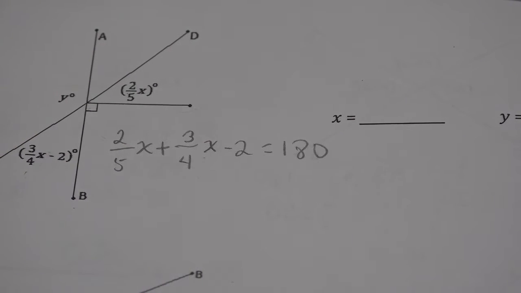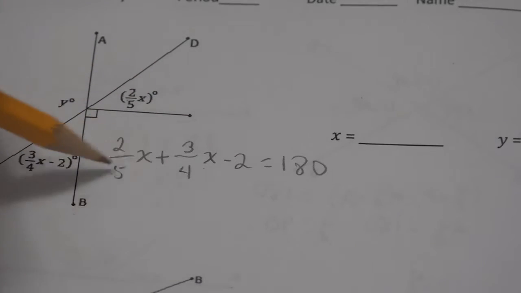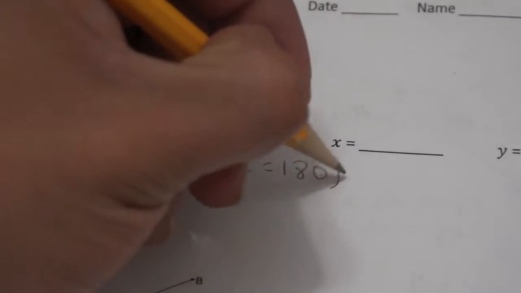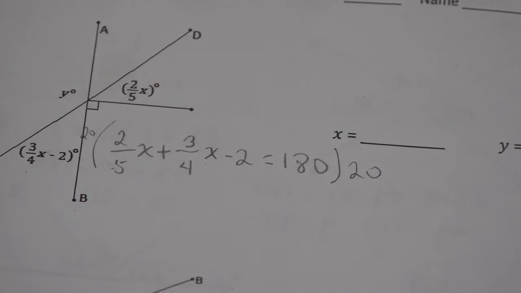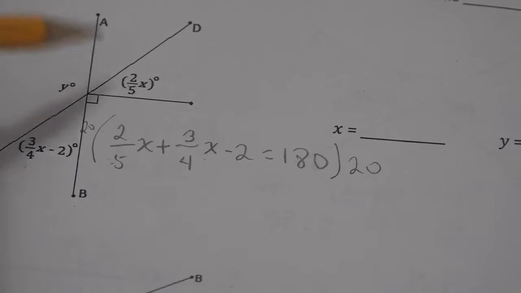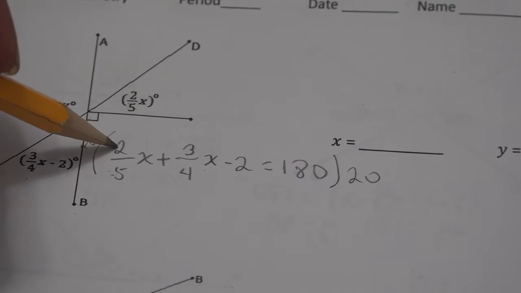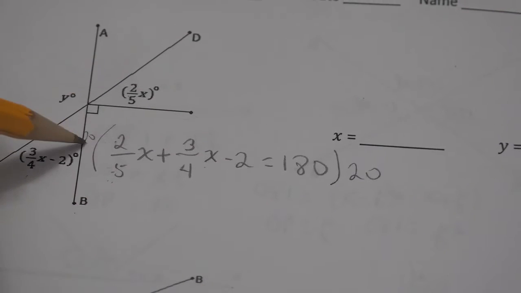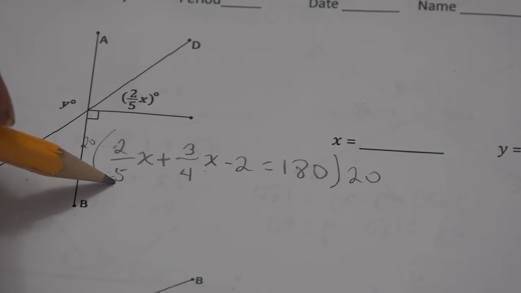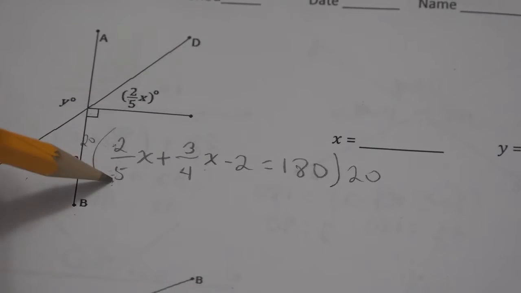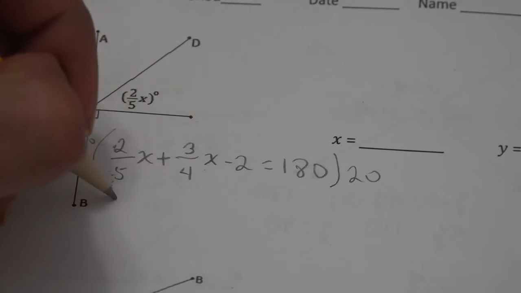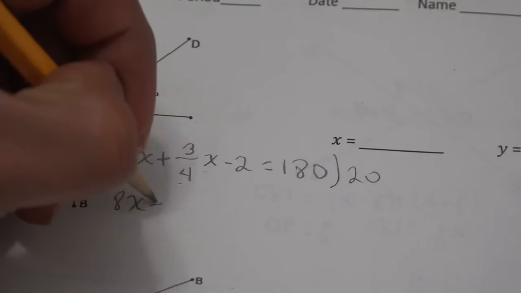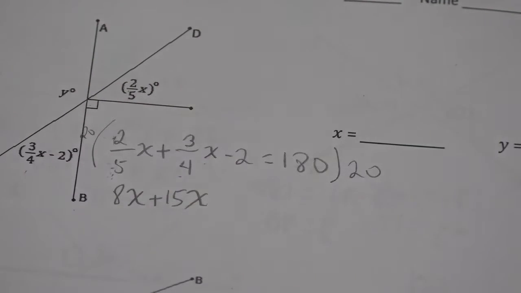Okay, so the common denominator here is 20. So I'm going to multiply the whole equation by 20. Okay, so now let's see what happens. You know what happens when you multiply a fraction by a number. You multiply by the top and you divide by the bottom. Or divide by the bottom and multiply by the top. It's the same thing I just said. So 20 times 2 is 40. 40 divided by 5 is 8. Or you could say 20 divided by 5 is 4, times 2, 8. So anyway, this turns into 8x, okay? 20 divided by 4 is 5 times 3, 15x.